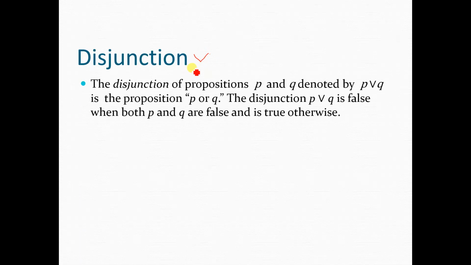Disjunction. The symbol for disjunction looks like this. The disjunction of propositions P and Q is denoted by P ∨ Q. This is called the OR operator. P ∨ Q is the proposition P or Q, and the disjunction P ∨ Q is false when both P and Q are false. Otherwise, it is true.